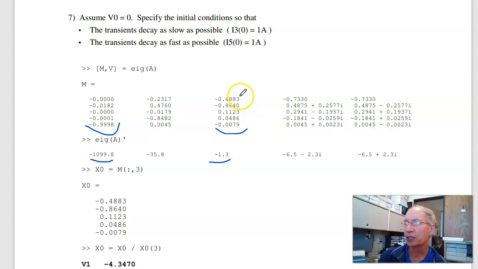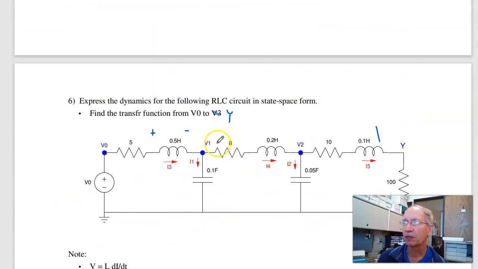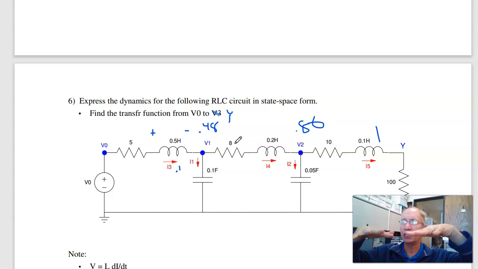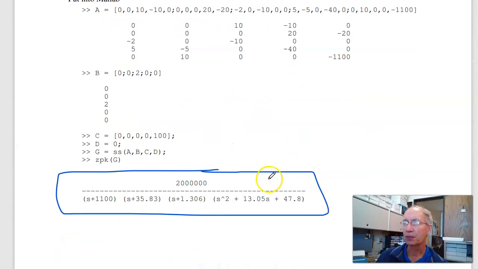So if the initial condition is 0.48, 0.86, 0.1, that decays slowly. Going back to the circuit, if this is 0.48 volts, this is 0.86 volts, and this is 0.1 amp, then these two voltages kind of slowly dissipate down to zero. And there's three other modes. It's a fifth order system. That's what the eigenvectors tell you.